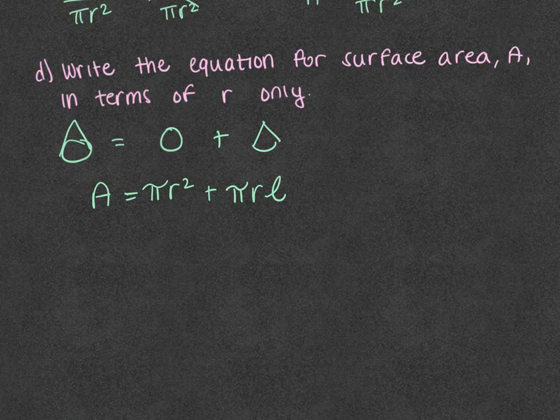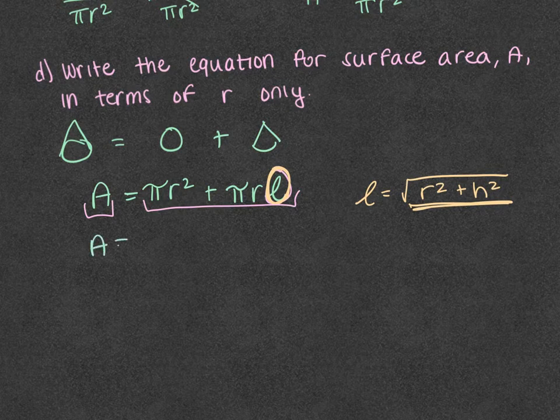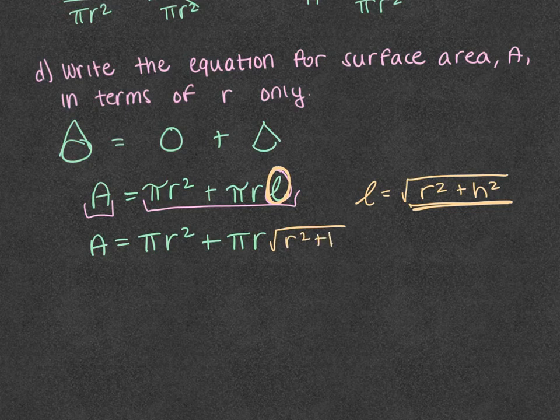Our whole goal is to get area in terms of r only. So the problem we have right now is we have l here, and that's not supposed to be there. So we need to look at our previous problems and see if there's any equation that we have for l, which there is. We know that slant height equals the square root of r squared plus h squared from back in part a. So I'm going to replace l with this expression. So this would be A equals pi r squared plus pi r times the square root of r squared plus h squared.